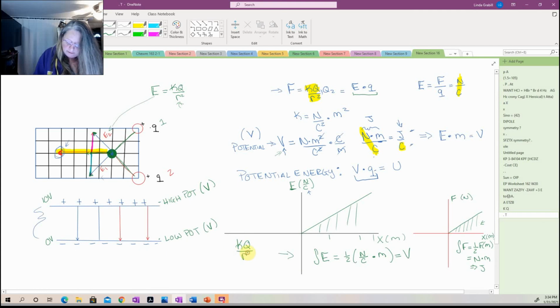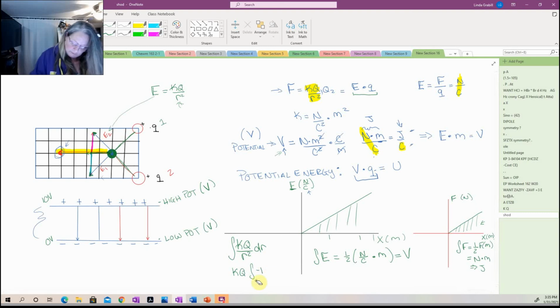over R squared, if I integrate this with respect to R, what do I get? Well, the KQ would come out because it's positive. And then I have this R to the negative 2. So remember, we're going to add 2 for an integral. You take away from when it's a derivative. So I'm adding 2, to give me R to the negative 1, so I'd have KQ times, I got to pull the negative 1 out because remember the rule of integration.